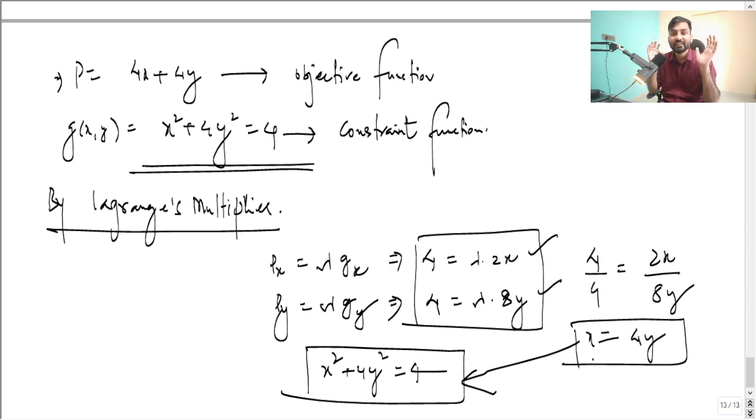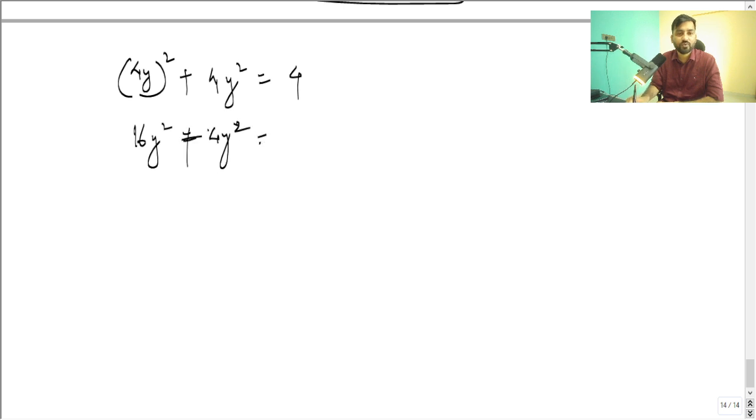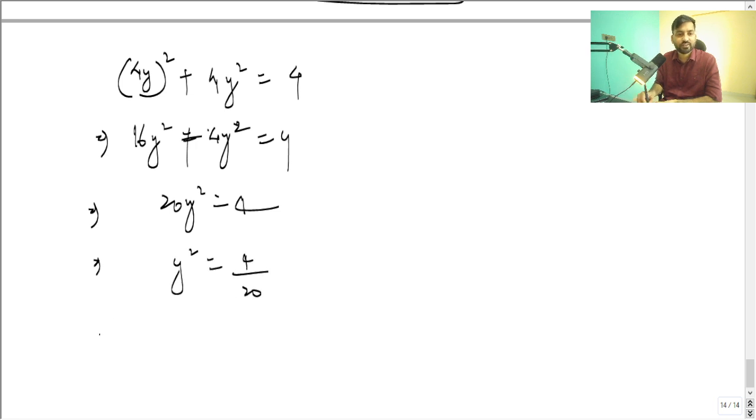So you can get the point on the ellipse, right? That point is very important. So what you can do here is (4y) whole square plus 4y square equal to 4, 16y square plus 4y square equal to 4. This is simple manipulation, right? That's it. Now this is 20y square equal to 4, right? So y square equal to 4 by 20, right? So this is y square equal to 1 by 5, which is y equal to plus minus 1 by root 5, okay?